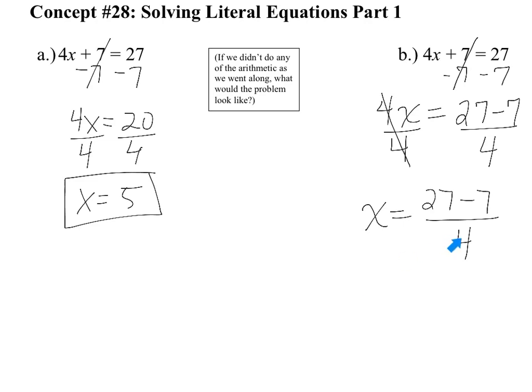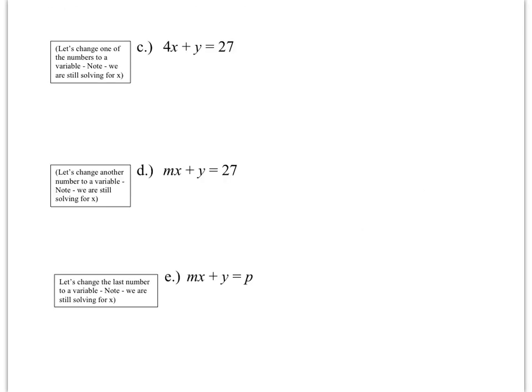The reason I had you do that is, what if you get a problem like letter C, where now instead of having 4x plus 7 equals 27, I have 4x plus y, and the directions are still solve for x. Well, we don't know what y is, but we know it's being added to 4x, so I just follow the same steps.